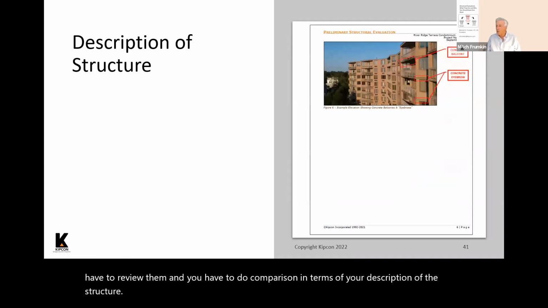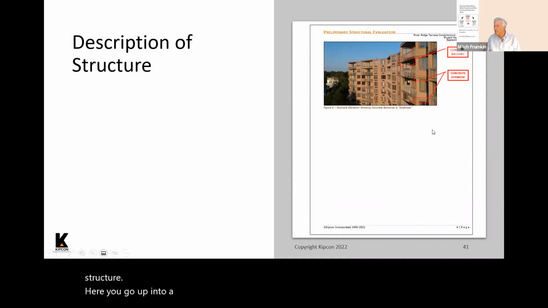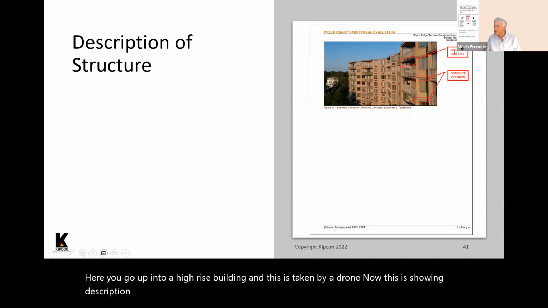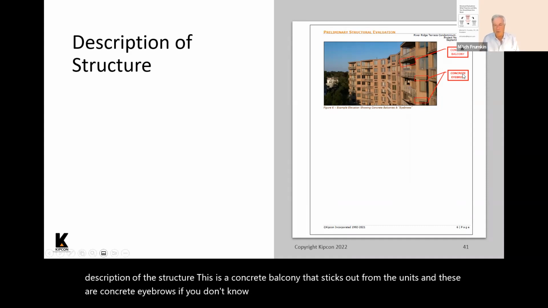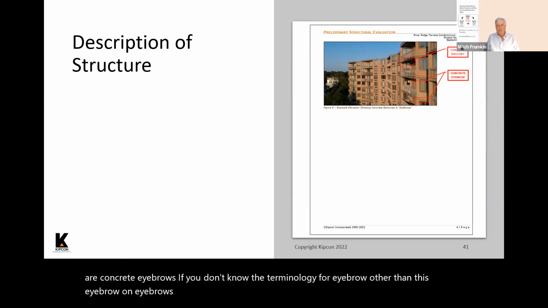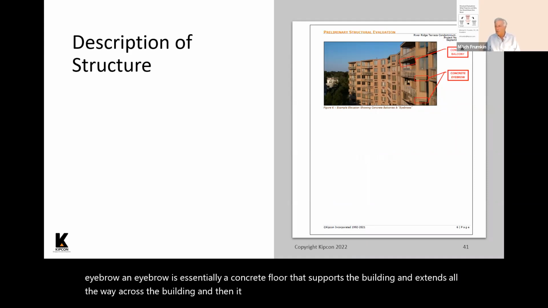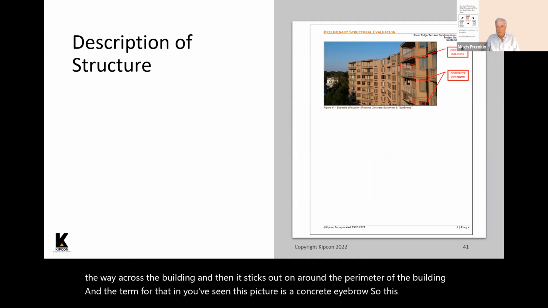Now, here you go up into a high-rise building, and this is taken by a drone. Now, this is showing description of the structure. This is a concrete balcony that sticks out from the units, and these are concrete eyebrows. If you don't know the terminology for eyebrow other than this eyebrow, an eyebrow is essentially the concrete floor that supports the building and extends all the way across the building, and then it sticks out around the perimeter of the building. And the term for that, like you've seen in this picture, is a concrete eyebrow. So this is part of the description of the structure.